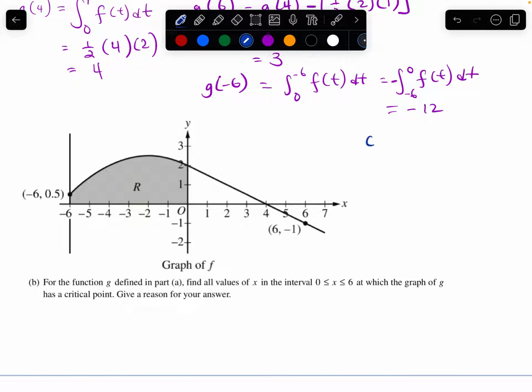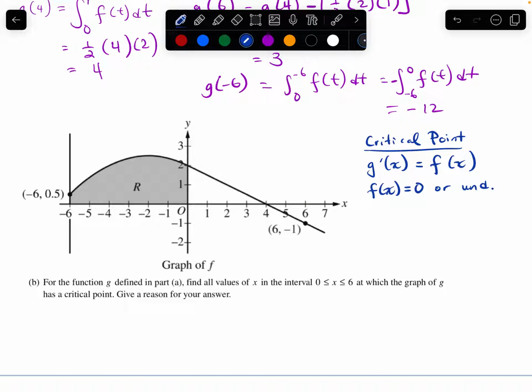In order for it to be a critical point, that's all the places where our function may have a derivative value that is either undefined or 0. So I'm going to write it like this: g prime of x, the derivative of g, is equivalent to f of x, right? If g is the integral of f of x, then g prime of x is simply f of x. So we're looking for any place where f of x is either equal to 0 or undefined.